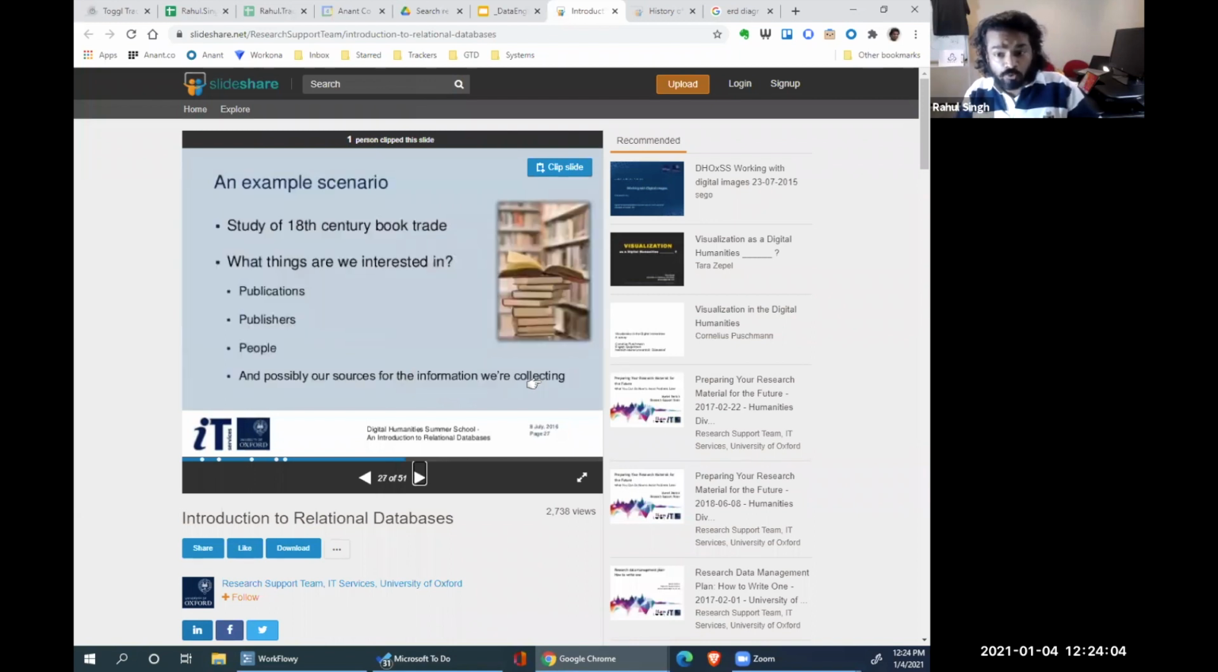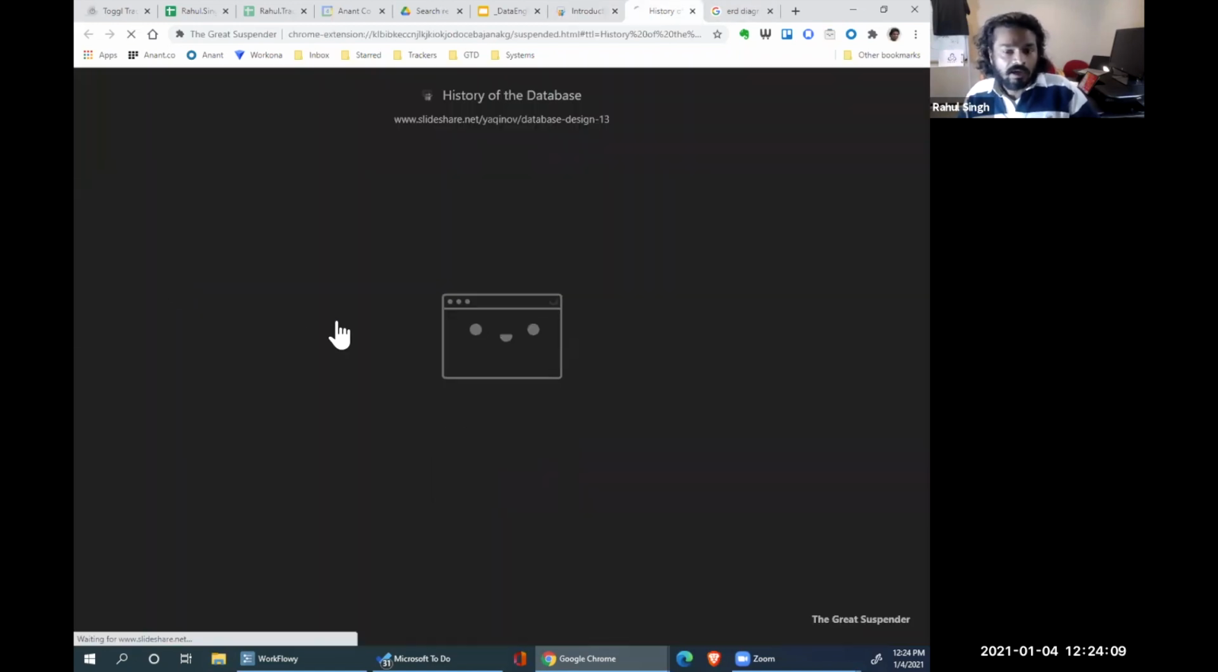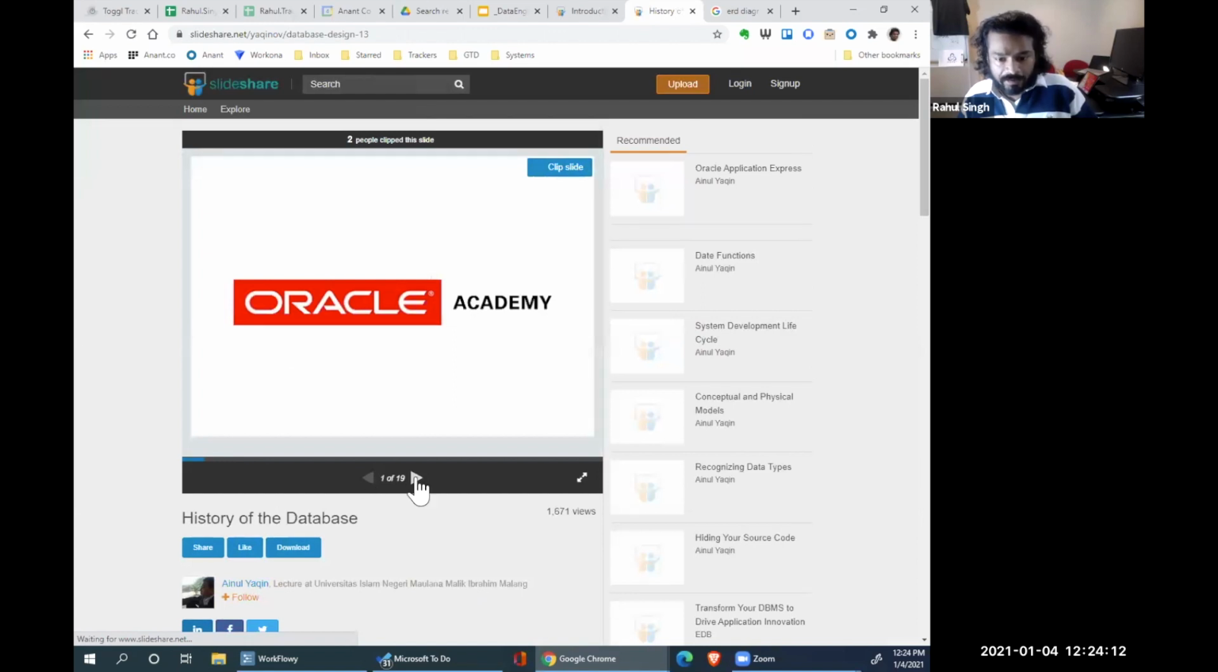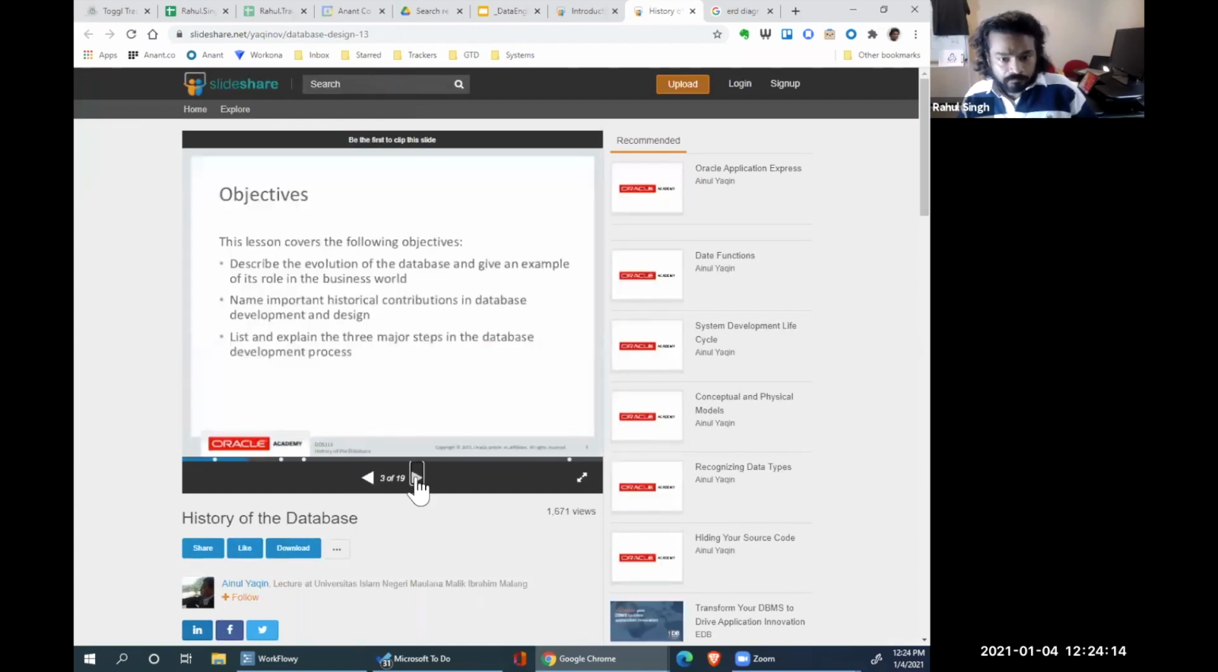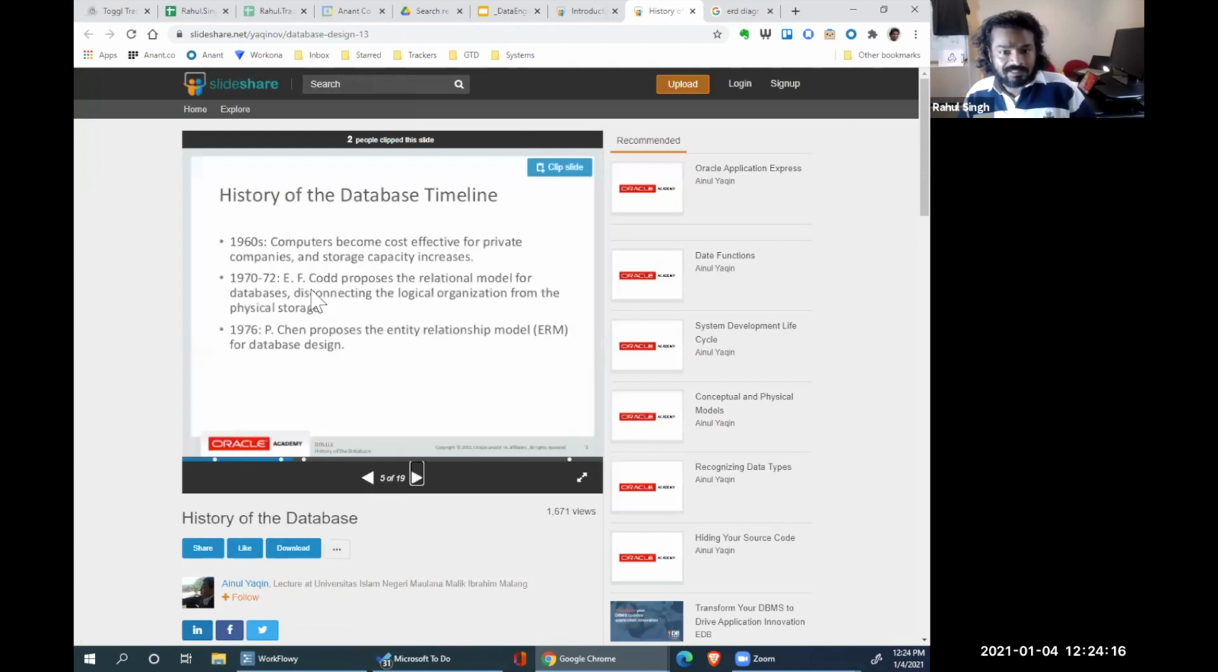I'm not going to go through this whole deck, but the history of the database is where I also wanted to spend a little bit of time so you can understand where it all started. In the 60s, as computers got a little bit cheaper, Codd proposed the relational database model, and the Codd design principles are something you're going to see if you study relational databases. And Chen proposed the entity relationship model, which I briefly showed earlier.